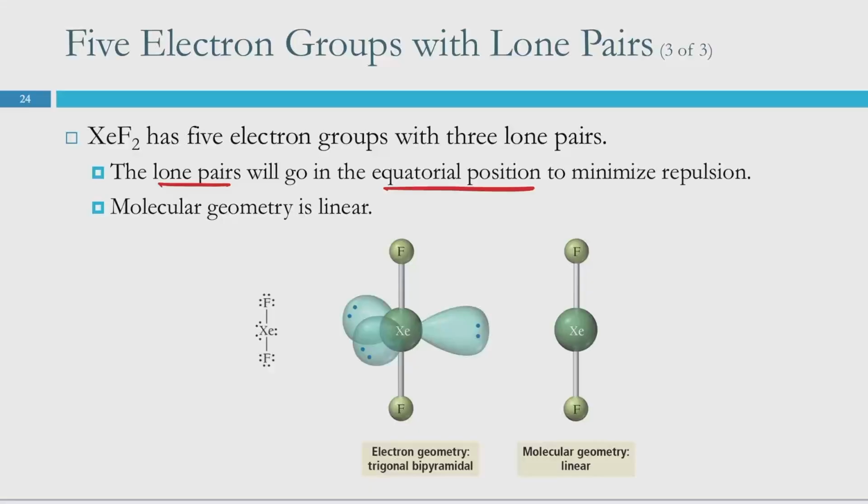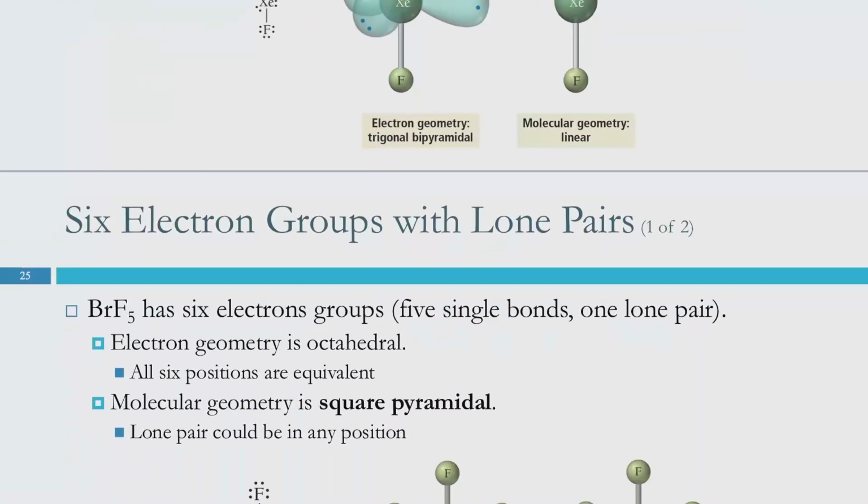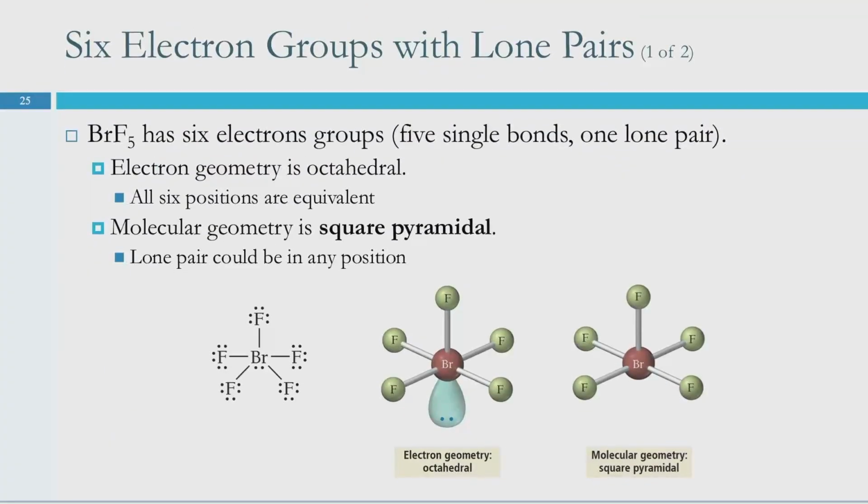Who remembers what it's called when we have 6 electron groups? Octahedral, because it will have 8 sides. 6 groups, but 8 sides. So when we're octahedral, we have all 90-degree bond angles. So it doesn't matter where you put it, every single spot is the same.